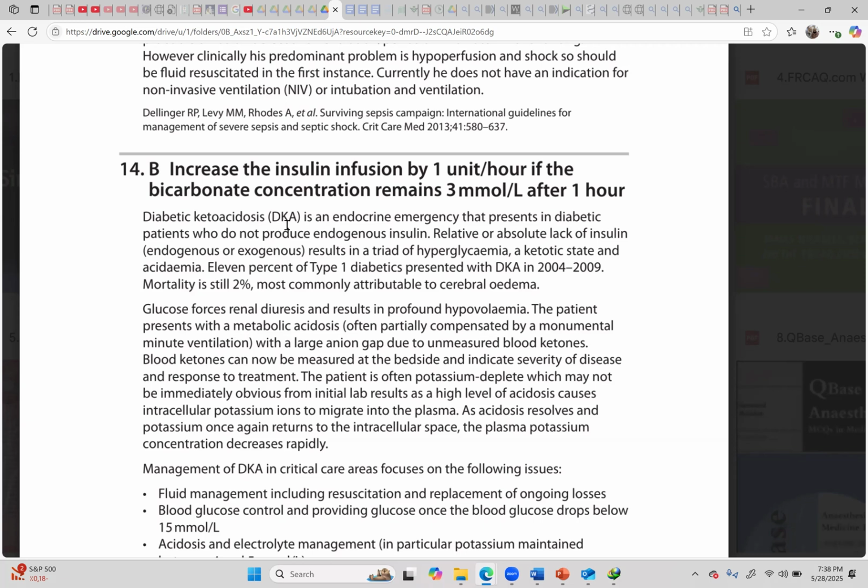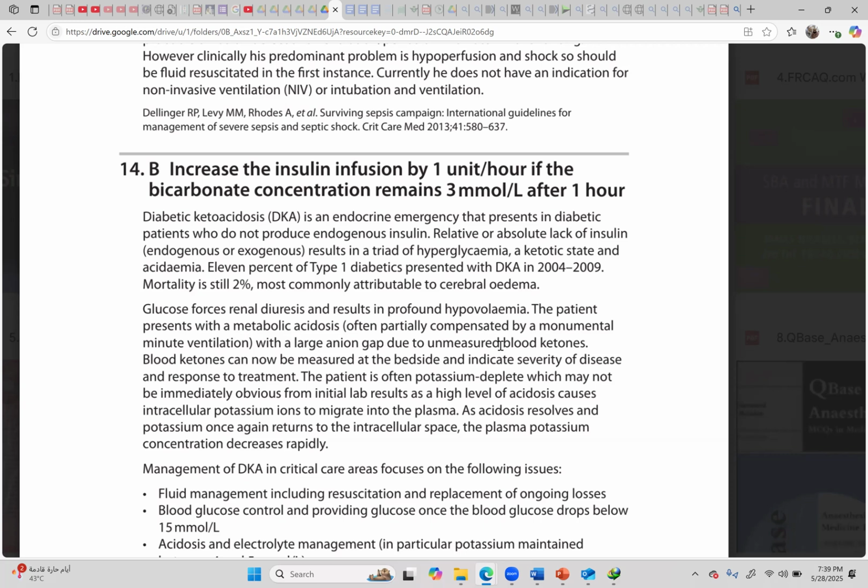So anyway, what is the difference between diabetic ketoacidosis and hyperosmolar non-ketotic diabetic coma? In DKA, there is absolute deficiency of insulin. Even if there is a small bit of insulin, it will prevent the formation of ketones. But if it is an absolute deficiency, then there will be ketone body formation, and that will be evident here. DKA is an endocrine emergency that presents in diabetic patients who do not produce endogenous insulin. Relative or absolute lack of insulin, endogenous or exogenous, results in hyperglycemia, ketotic state, and acidemia.